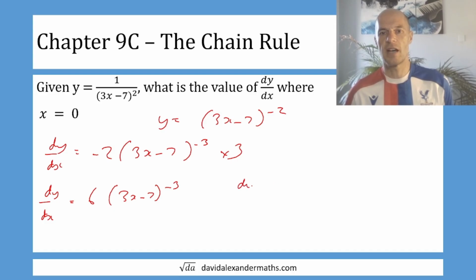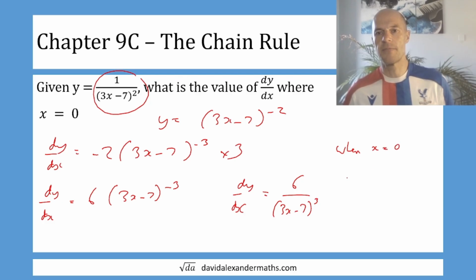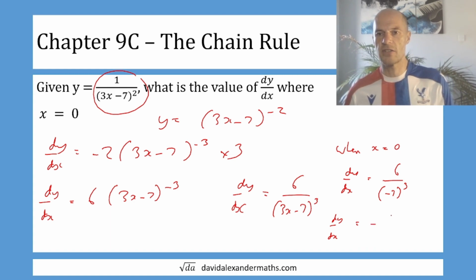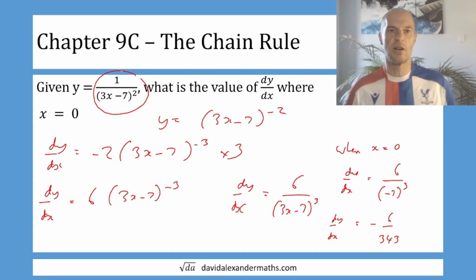Now if you want, we can put it back into this form if you prefer that. So minus 6 over 3x minus 7 cubed. Now when x is 0, then dy by dx is minus 6 over 3 times 0 minus 7. So minus 6 over negative 7 cubed. What is 7 cubed? 7 times 7 times 7 is 343. Does it simplify? No, it doesn't. It's just going to be minus 6 over 343. So when x is 0 in this function, then the gradient of the curve is negative 6 over 343.